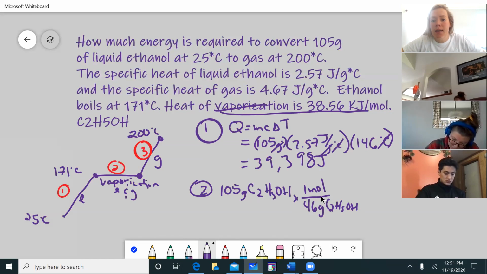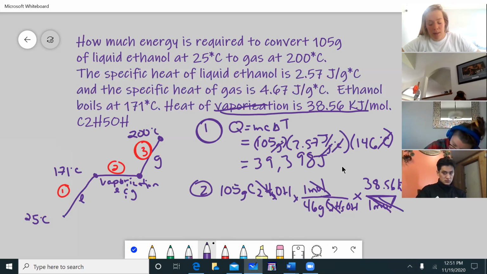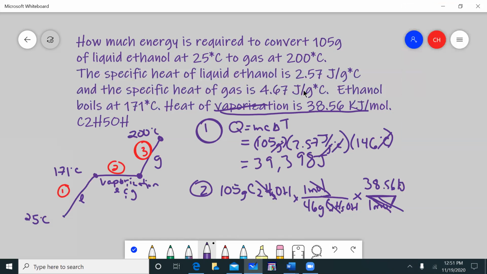So then I'm going to take that number and multiply it by my heat of vaporization, which tells me that I get 38.56 kilojoules for every 1 mole. My moles will cancel. And in this one, 105 times 38.56 divided by 46, I get 88.02 kilojoules. Now the problem just says how much energy.